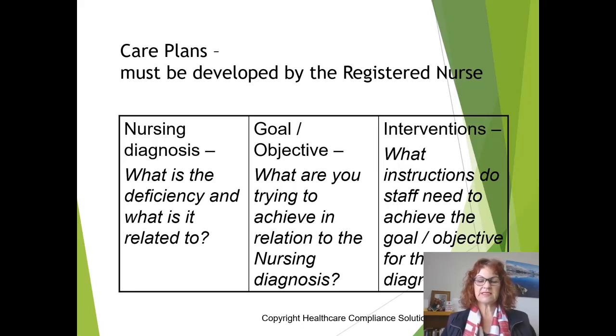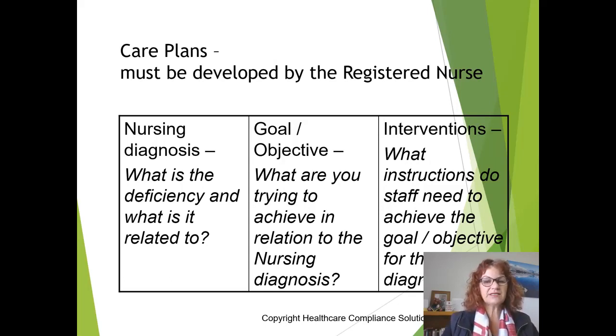So nursing process hasn't changed over the years, it's still the same. We want the nursing diagnosis. What's the deficiency? And deficiency isn't actually a very nice word. What is the need that the person has? What's the gap in their ability to self-care or self-manage? What is the clinical need that we are trying to meet? So once we identify that, we can then identify the goal or objective, or what it is that we're trying to achieve in relation to this nursing diagnosis. And make sure that that objective is noted in a measurable way.